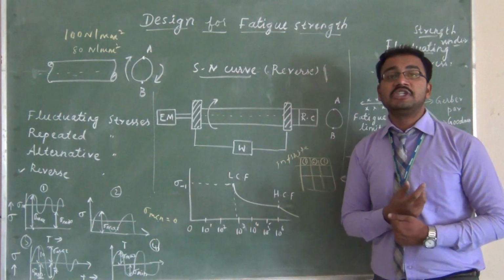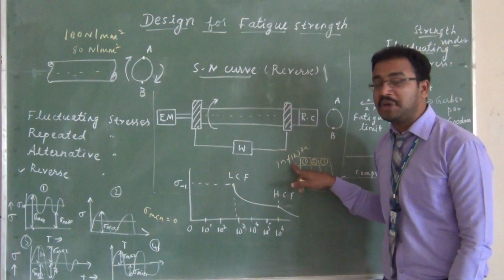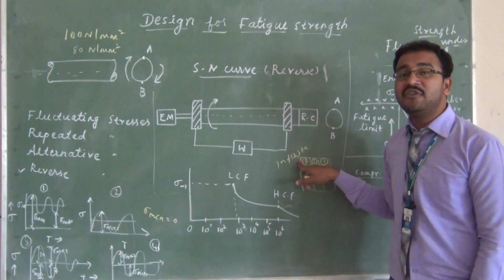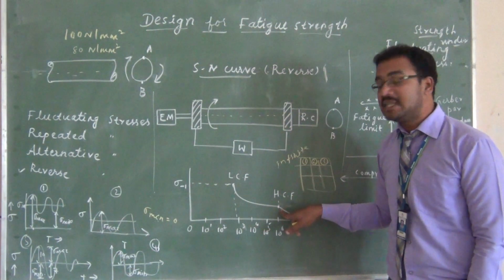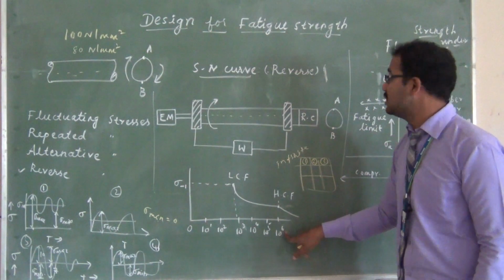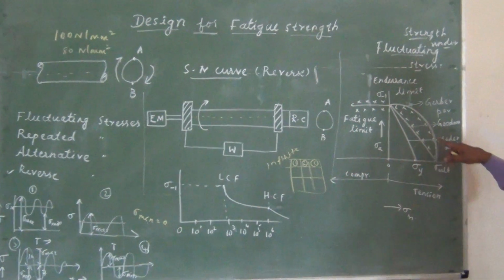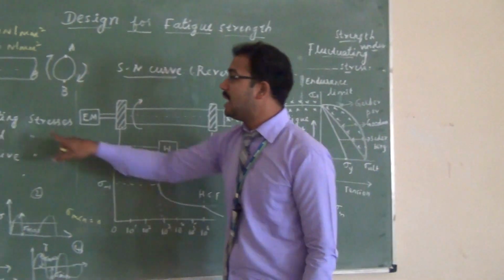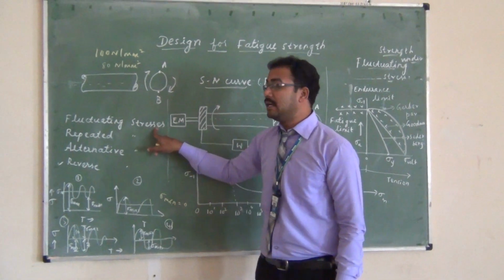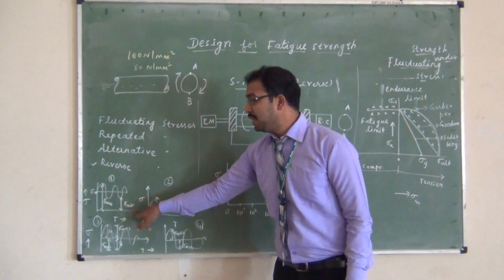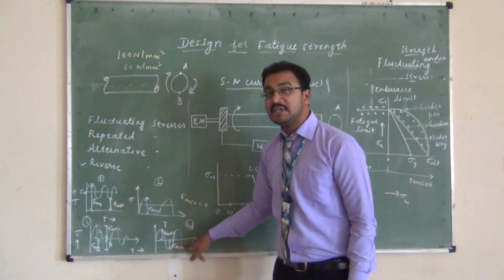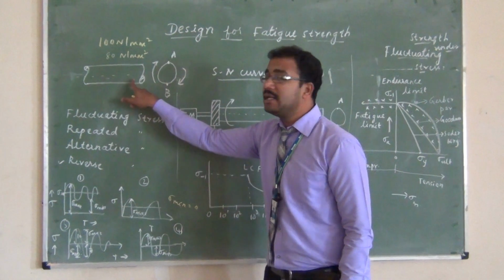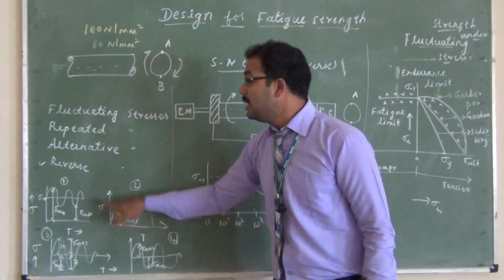So in applications where the shaft is specified as infinite life, it means it can easily surpass 10 power 6 cycles. Coming to the next very important concept, strength under fluctuating stresses. For this purpose, I will take the very first cycle, that is the fluctuating stresses. Fluctuating stress is almost similar to the reverse stress cycle. The only difference is that here the reference and the origin point are not the same.